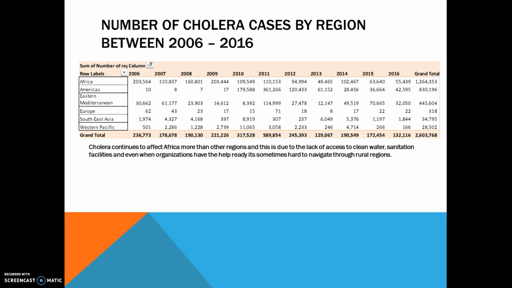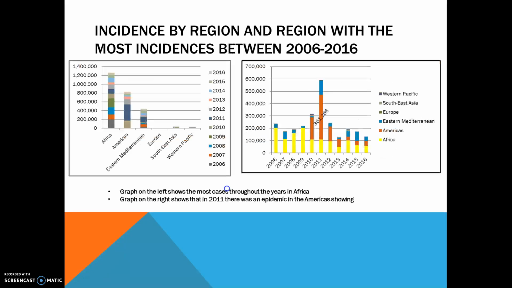So in this table, you can see the number of cholera cases by region between the years 2006 and 2016. Africa with the most cases at 1.2 million, and the Americas at 830,000. In this graph, you will see the same information as the previous table, but you can see on the left side that you are able to easily see that Africa has the most cases at 1.2 million. And then the graph on the right, you're able to see that in 2011, the region of the Americas had the most cases.